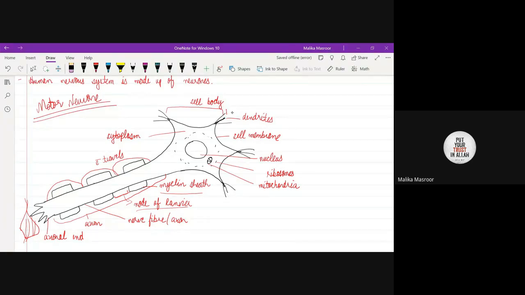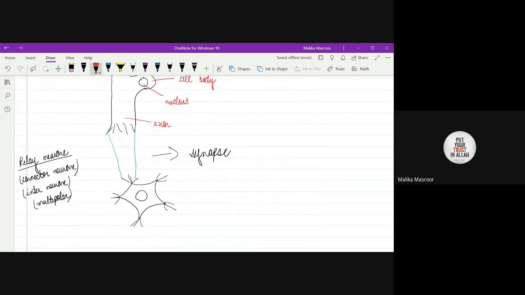Obviously, there will be a receptor here, then the sensory neuron, and the relay neuron here. This is connecting with the dendrites of the relay neuron, and those are connected with the sensory neuron, and those are connected to the receptor. At the end of the motor neuron, you will have muscles or glands.